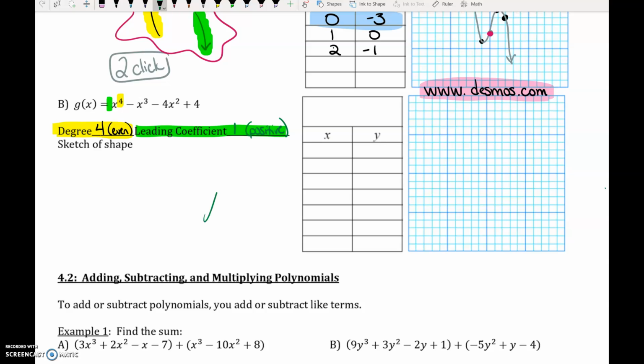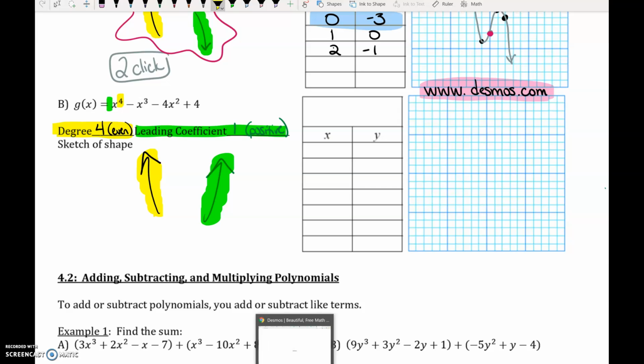A positive leading coefficient means that the right side is going to point upward. An even degree means the left side is going to point in the same direction. So the right side is determined by the leading coefficient. The even degree tells us the left side is going to do the same thing.